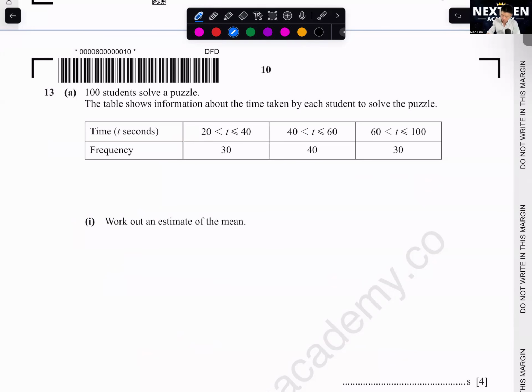What is the formula of mean? Mean is sigma fx over sigma f, the sum of fx over sum of f. First thing, we need to find what's the x value first. X will be the midpoint, x1 plus x2 divided by 2. So 20 plus 40 divided by 2, you can write it on top here. 30, 40, 60 plus 100 divided by 2, 80.